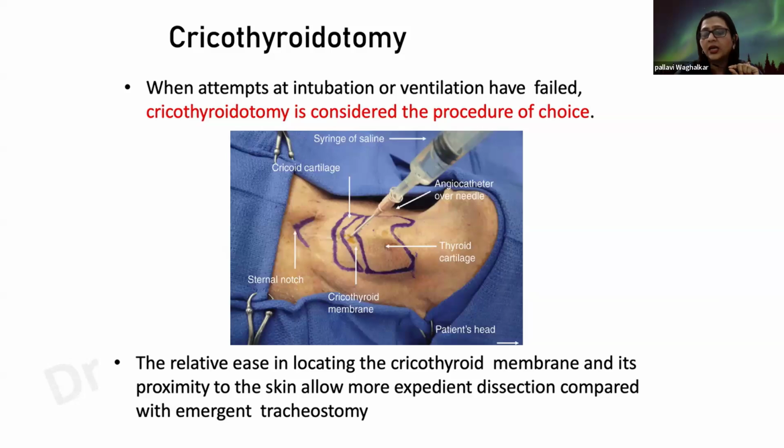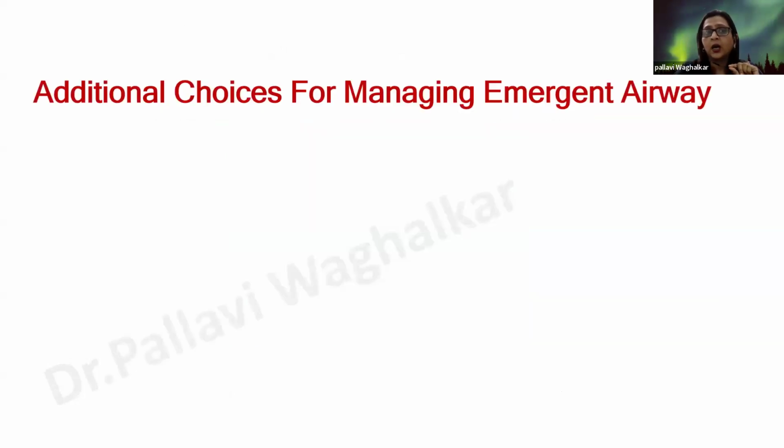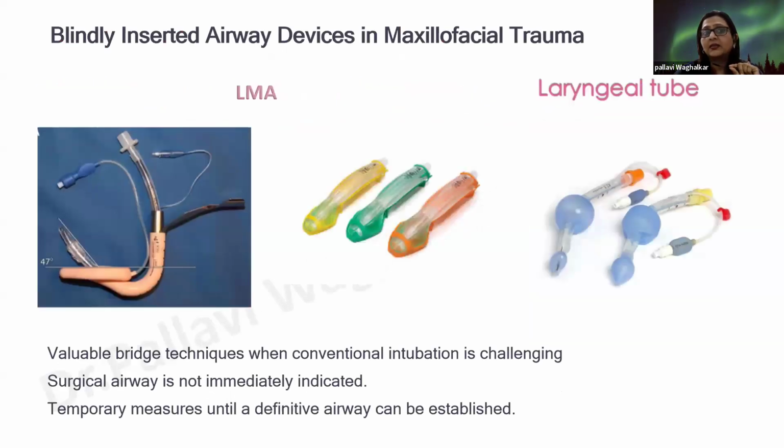In emergency, cricothyrotomy can be considered. The additional choices of managing the emergent airway, basically the intubating LMAs or laryngeal tubes used by the paramedics, are valuable bridge techniques whenever the conventional intubation is challenging, when the surgical airway is not immediately indicated. These are temporary measures until the definitive airway can be established, whenever possible.